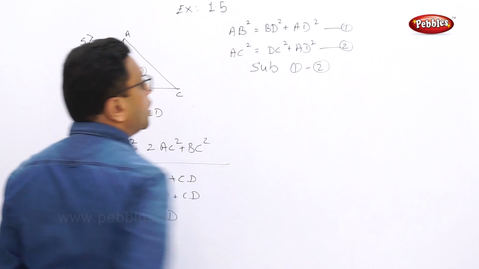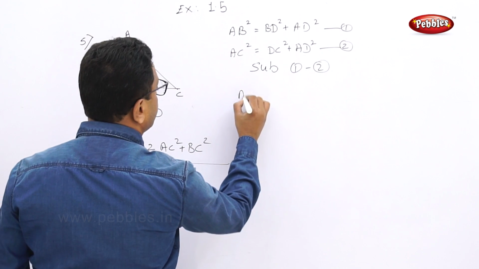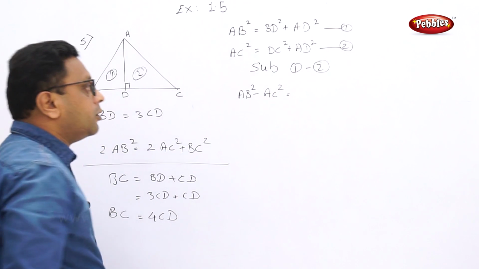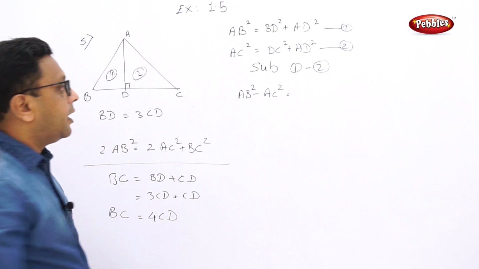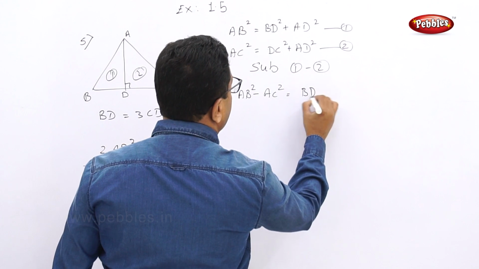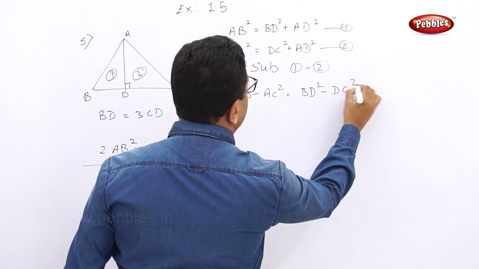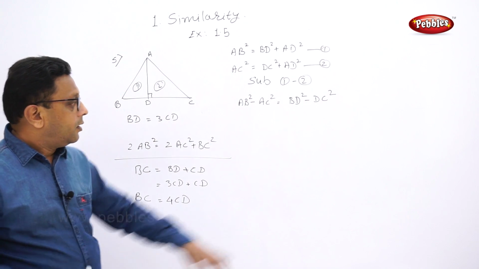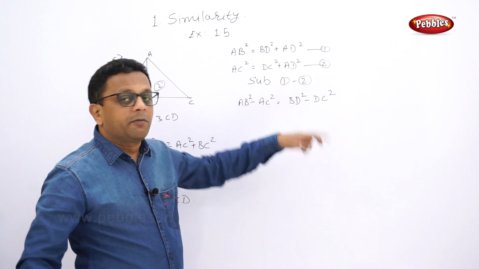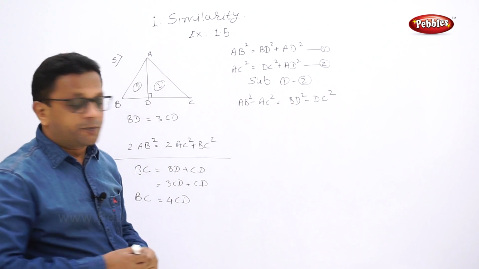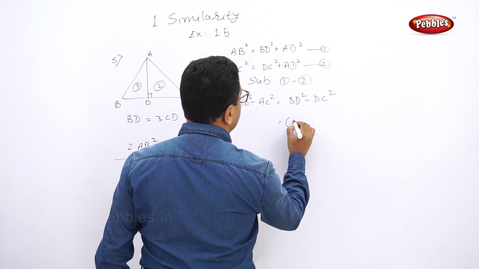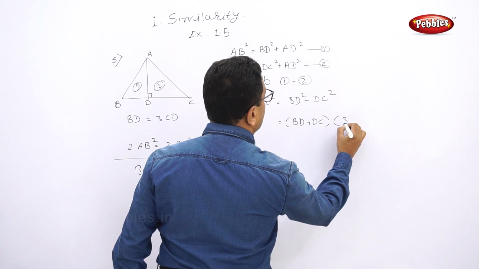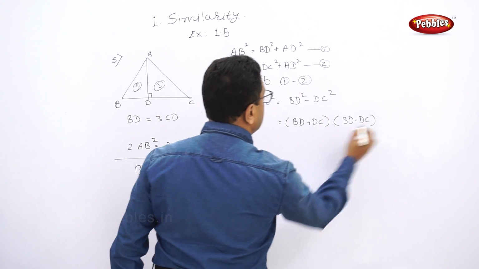And after subtracting 1 minus 2, what we will get? We will get AB square minus AC square is equal to, AD will get cancelled and we will have BD square minus DC square. Now, do you remember this looks like x square minus y square? So it is equal to x plus y, x minus y. So I will have BD plus DC into BD minus DC.